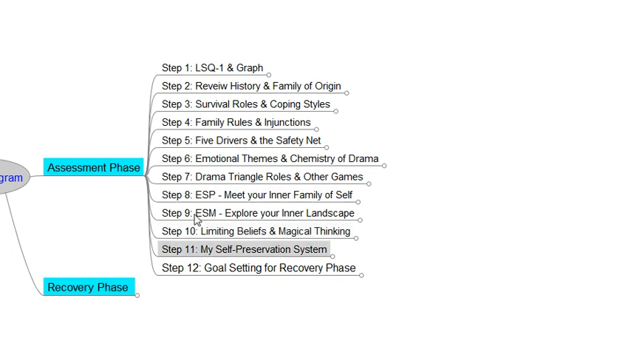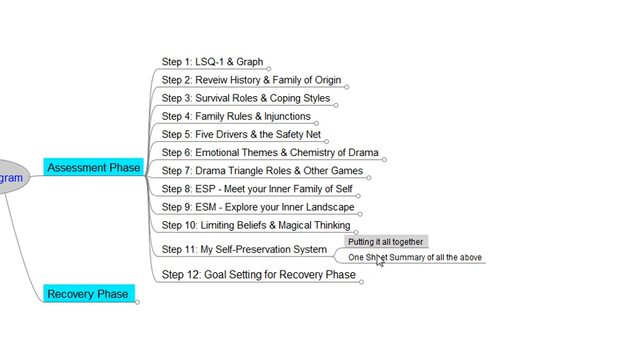And having completed all of these first 10 steps, we will now be able to put it all together in a one-sheet summary of all the above. This will be my survival mode, or my self-preservation system. If I'm engaging in these dysfunctional patterns and rules, then I'm in survival mode. And when I'm in survival mode, I can't grow, I can't heal. All I can do is exist. And I can begin to experience stress-related disorders if it goes on long enough and it's bad enough. I can get chronic fatigue, or fibromyalgia, or even adrenal exhaustion.